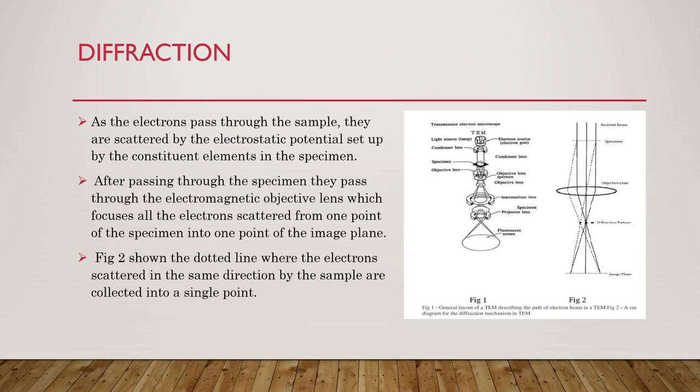Also shown in figure 2 is a dotted line where the electrons scattered in the same direction by the sample are collected into a single point. This is the back focal plane of the objective lens and is where the diffraction pattern is formed.